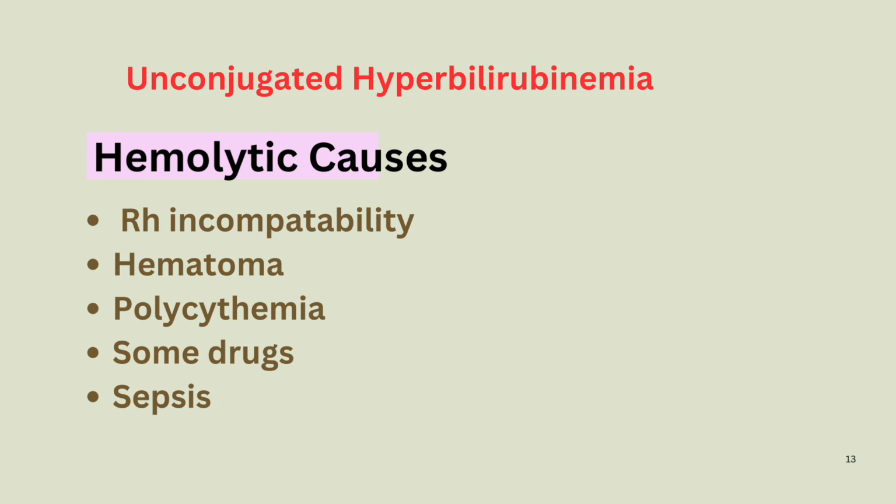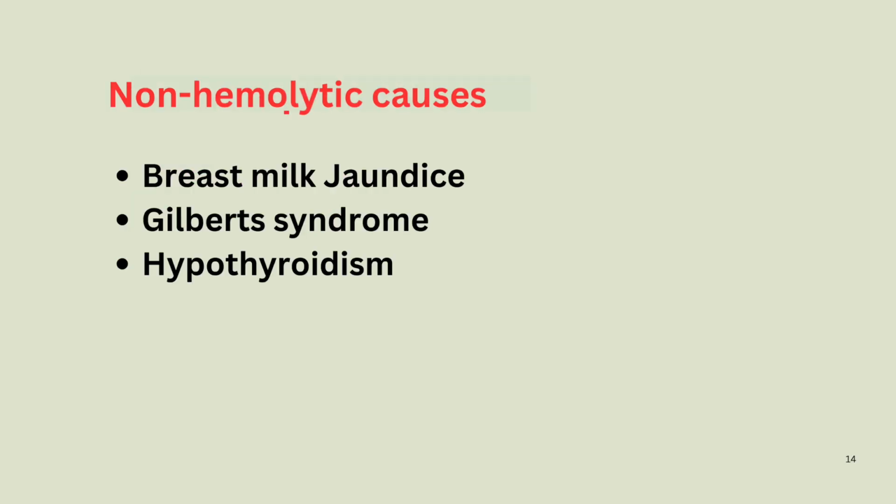Then what are the non-hemolytic causes? Non-hemolytic causes include breast milk jaundice. As I told earlier, it occurs when baby doesn't get enough breast milk from mother to lower their bilirubin levels. Second one, Gilbert syndrome also causes unconjugated hyperbilirubinemia. Gilbert syndrome is a genetic disorder that prevents bilirubin processing in liver.